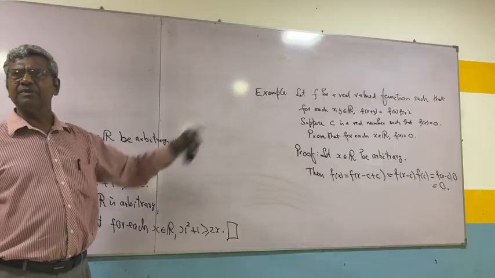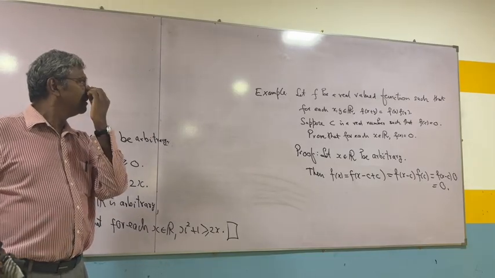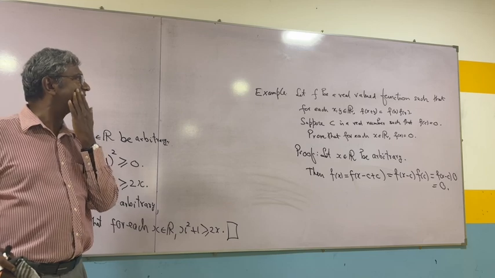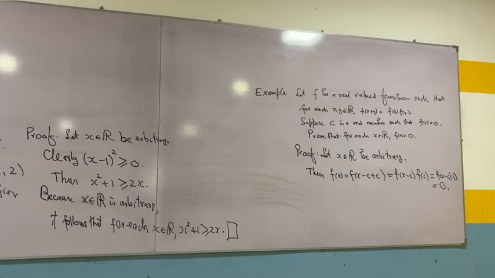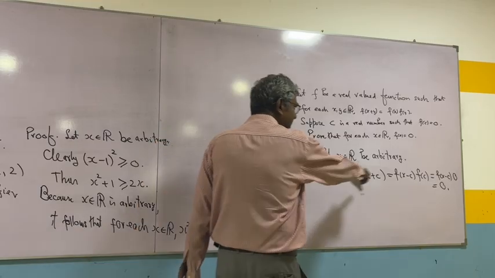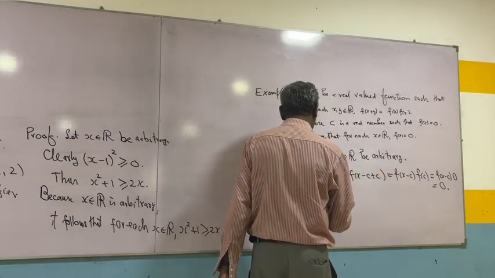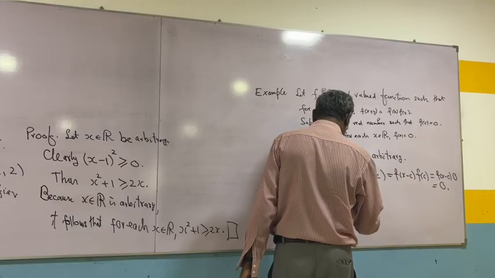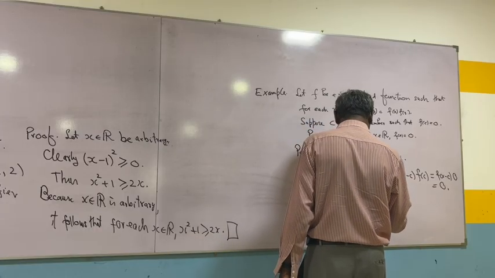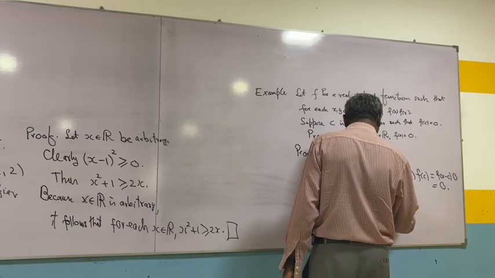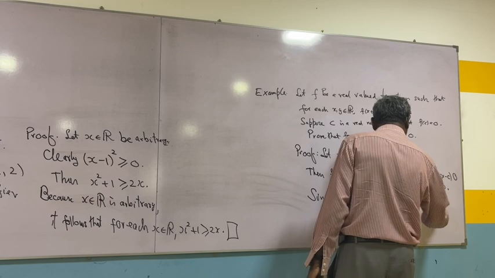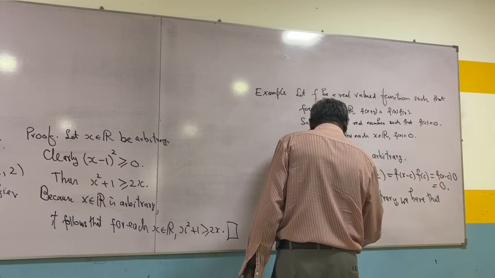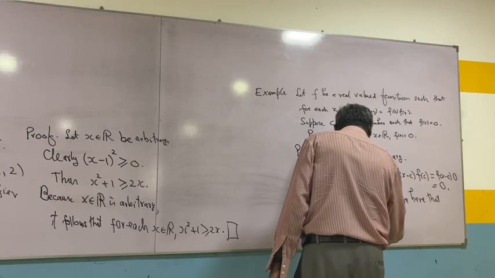We are solving that problem. f is a function such that for all real numbers x, y, f(x + y) is equal to f(x) f(y), and there is a point at which f is 0. We want to show that f is identically 0. So I have shown that f(x) is equal to 0, since x belongs to R is arbitrary. We have that f(x) equals 0 for all x belonging to R.